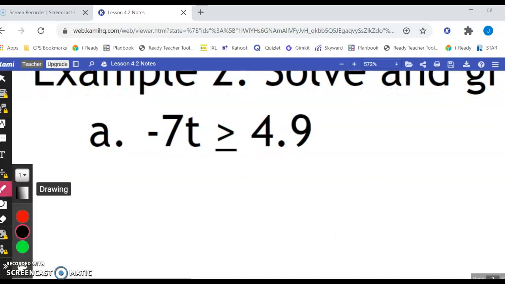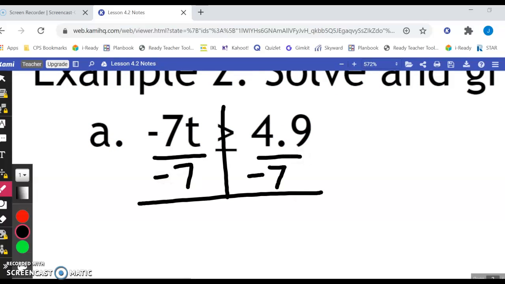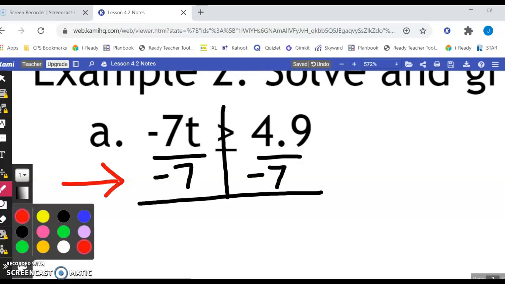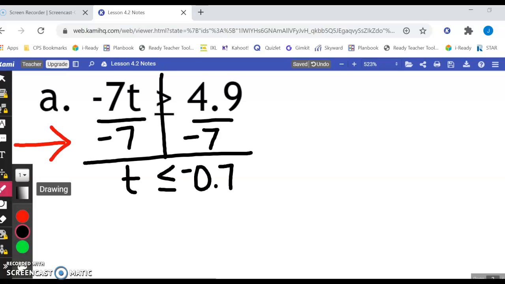So this example, we're going to have to divide by a negative 7. And I want to point out, this is the number that we look at for it to be negative. The one at the bottom, that's what we're dividing by. So if that's negative, then we flip over that sign. And 4.9 divided by 7 is going to give us 0.7, and a positive divided by a negative would be a negative. And then we have to put that on a number line.